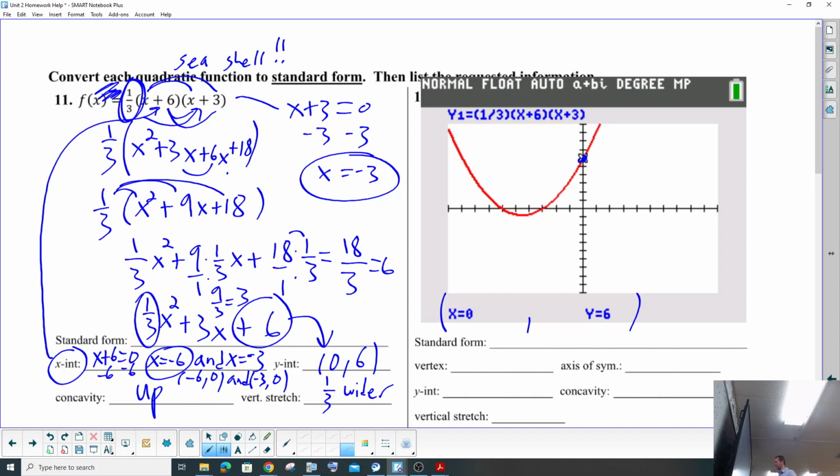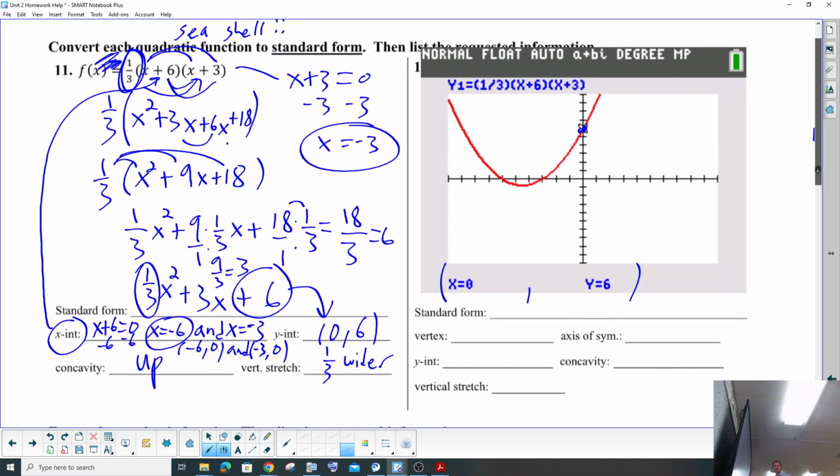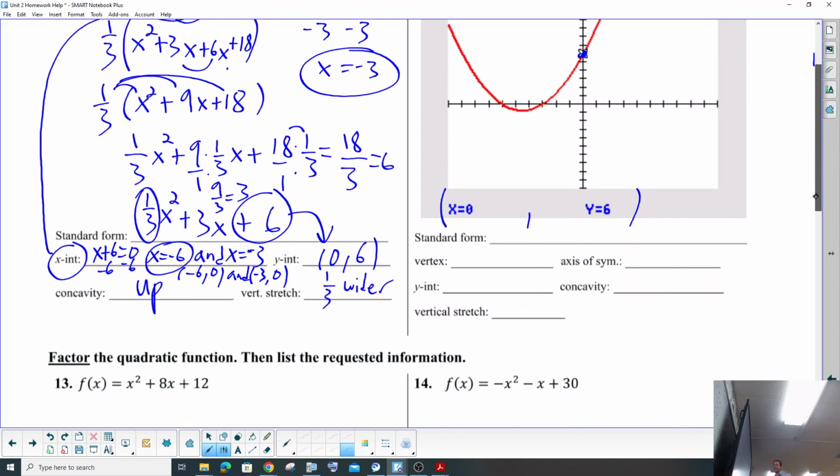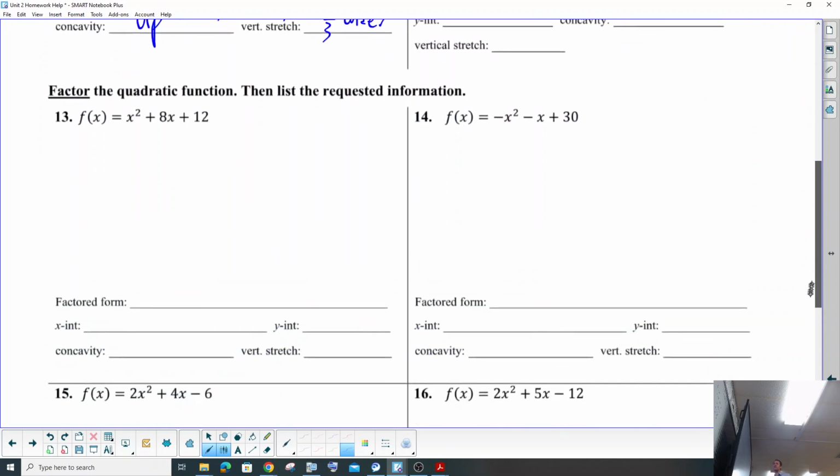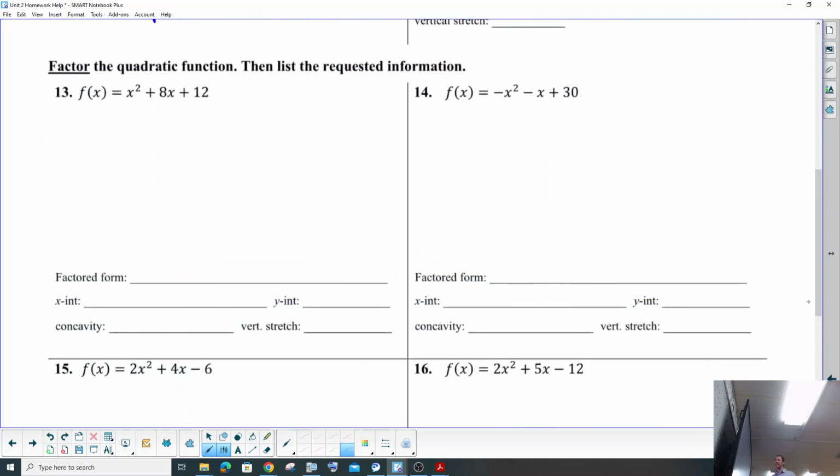Where we left off last time was number 11, where we were talking about the y-intercept, get that from the standard form, and the x-intercepts from the factored form. So let's go to number 13 and 15. For time's sake, we're not going to be able to do both of them. They both look pretty similar, don't they? But I'm going to give you some help, and then you could do the rest.